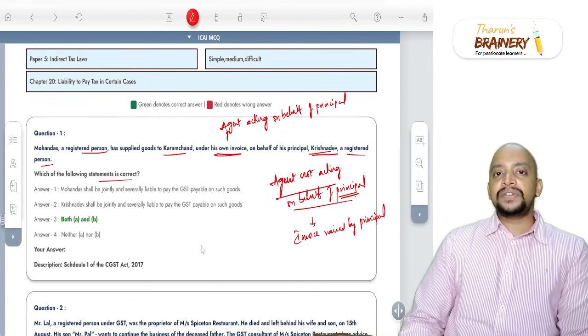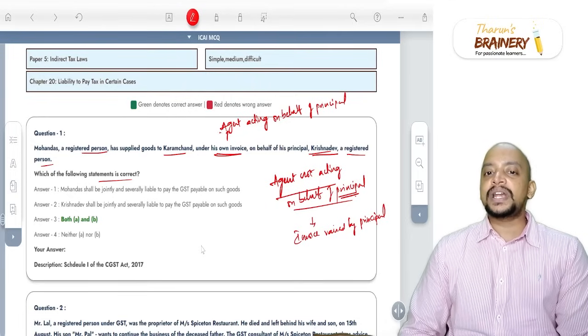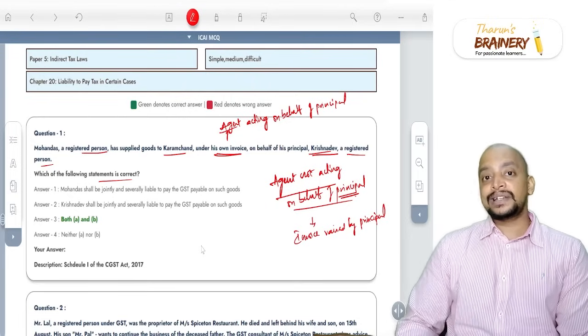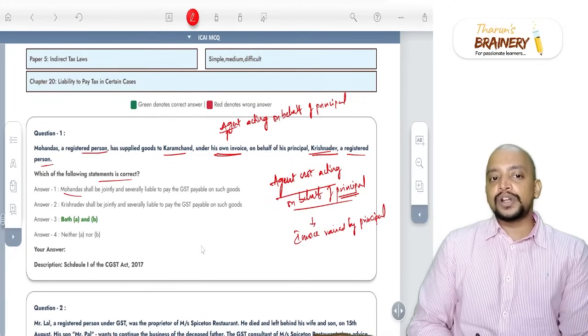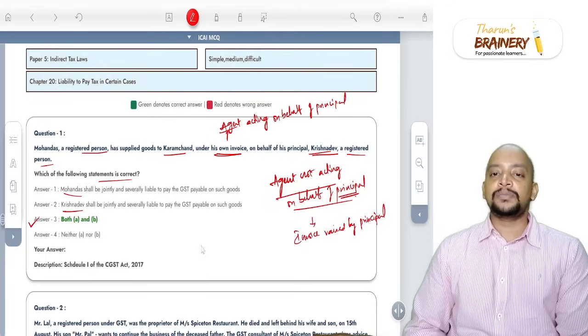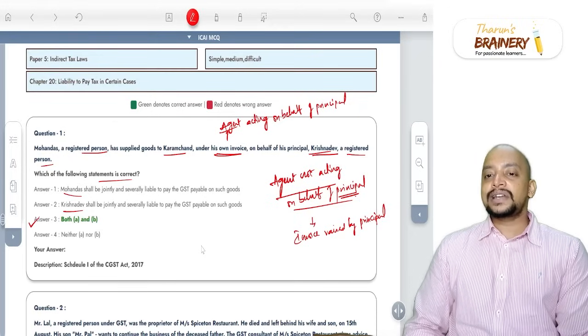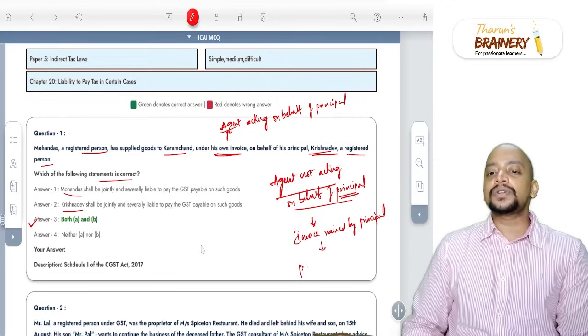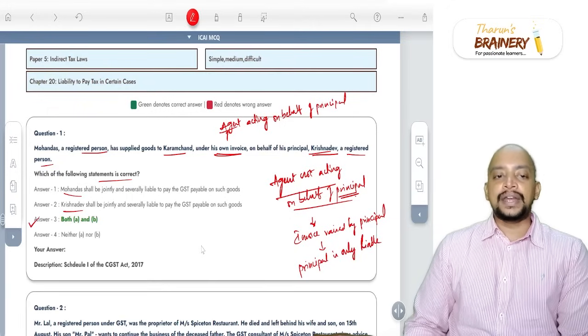So what is the reason why we need to know this? When the agent is acting on behalf of principal, for any supply made by the agent, principal and agent are jointly and severally liable. So not only Mohandas but also Krishnadev is jointly and severally liable. What if the invoice is not raised by the agent? Then the agent is not acting on behalf of principal, the invoice is raised by the principal, and the principal is only liable. Okay. So then next one.